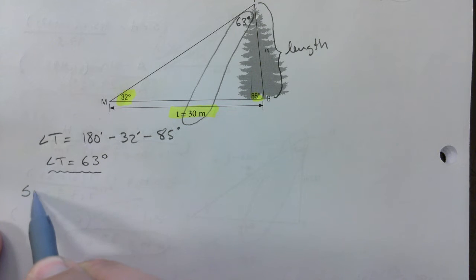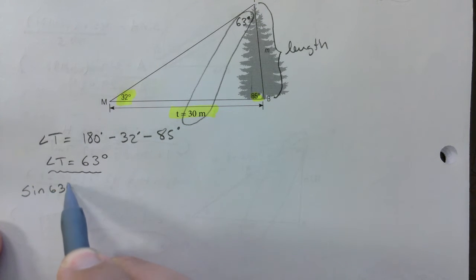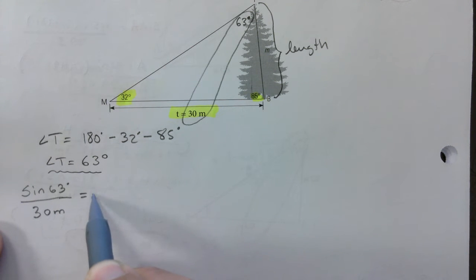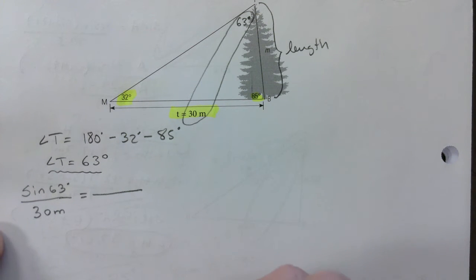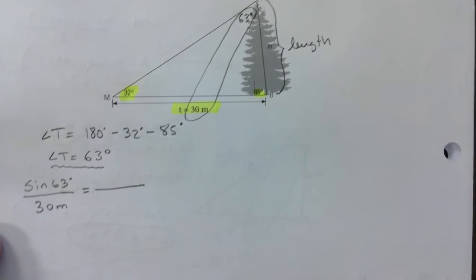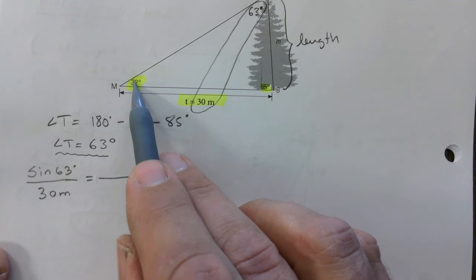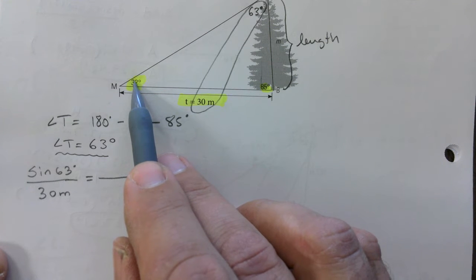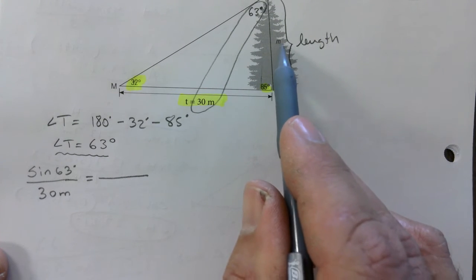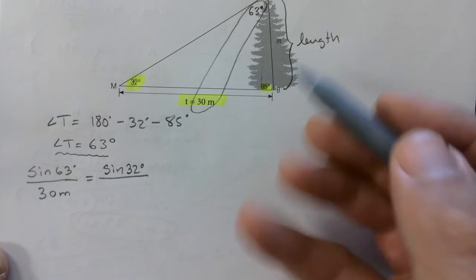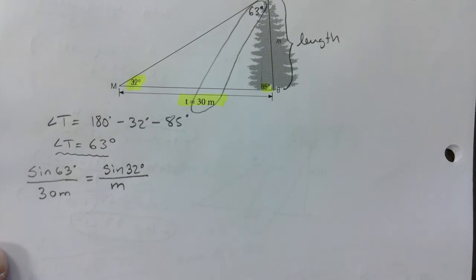So you know you're going to have to use sine law when that's the case. So start your setup. Sine of 63 over 30 meters. What goes on the other side? 85 or 32? 32, right? Because you want that length of the tree. So sine of 32 over m. It's very important that you know which angle to take.